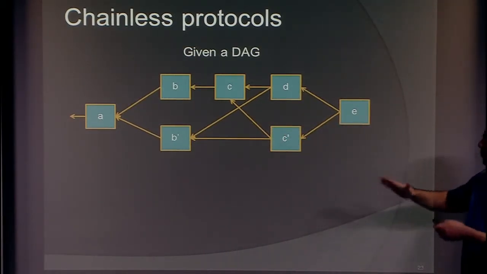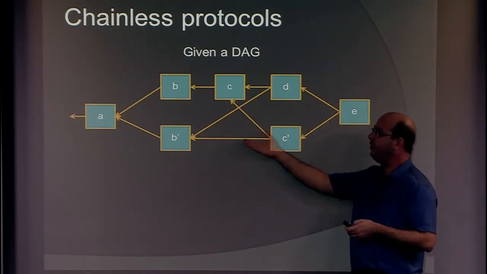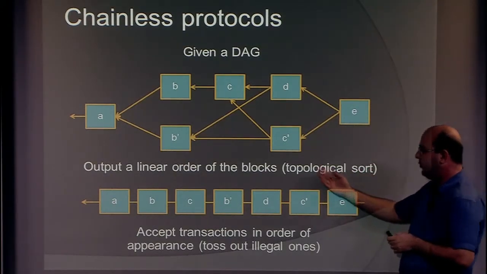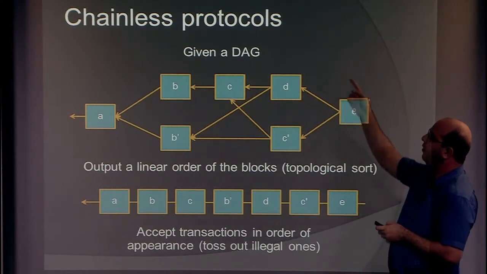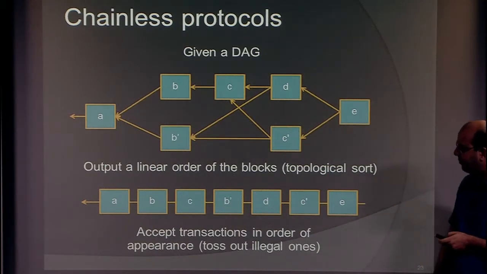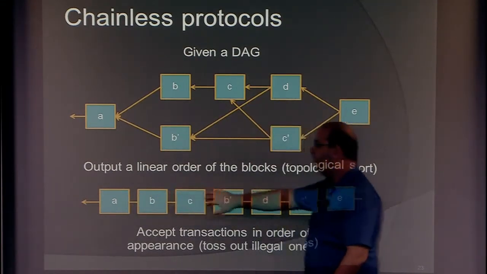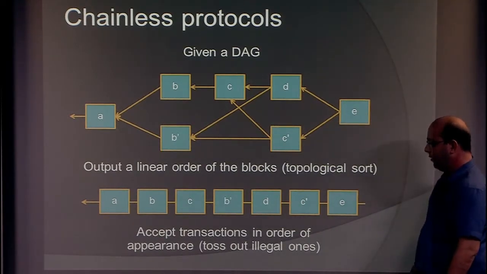Okay, so let me push the protocol a bit more. Let's not output a chain. Let's do something else. We have a directed acyclic graph. What I suggest is that we output a linear order over all the blocks instead of a chain. So we call this property chainless protocols. Basically what we say is we want now an order of all these blocks. Think of it, it might be a topological order. This is what we end up with anyway.